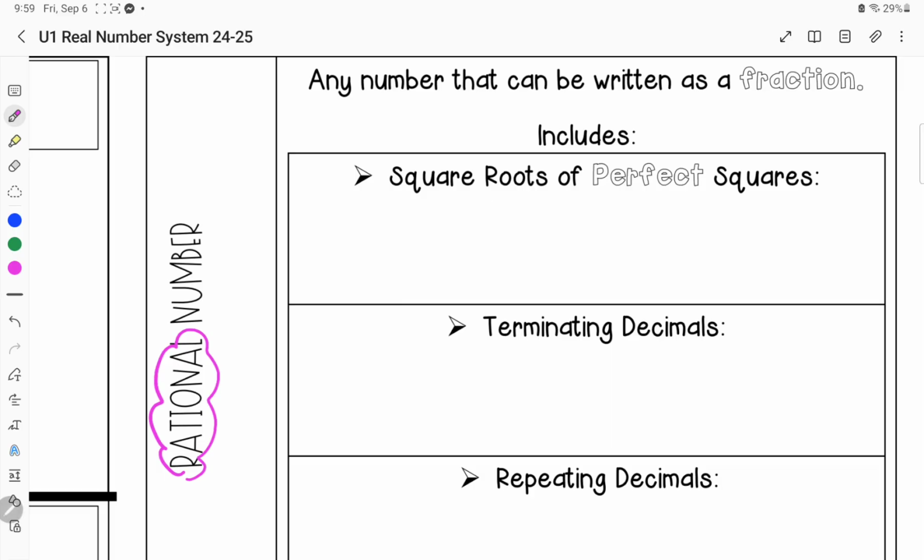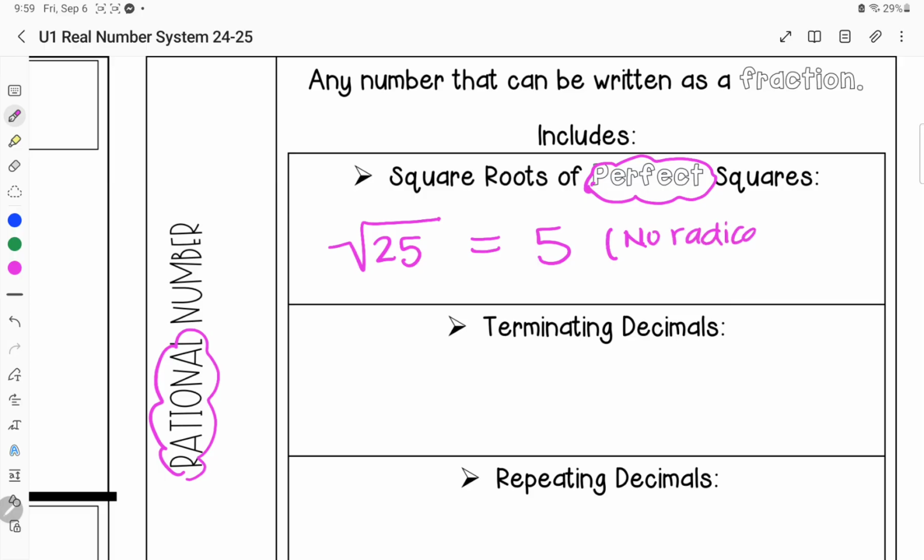So square roots, what we were talking about yesterday, of perfect squares. An example would be if we had the square root of 25, if we put that in our calculator, we're going to get out 5. It comes out perfect. So no radical sign or decimals. It comes out as a whole number. So that's the first thing we're going to look for. If it has a square root, it's either going to be a perfect square or a non-perfect square. Those are your only two options.